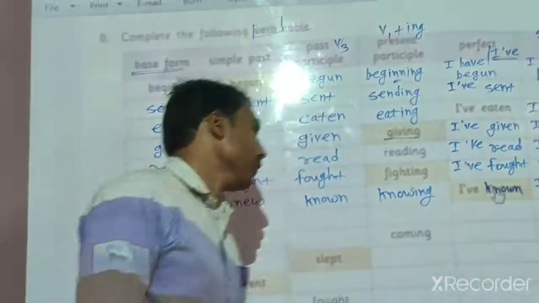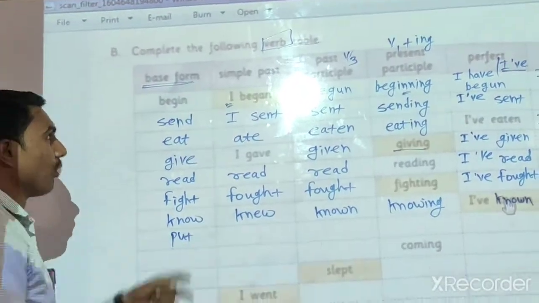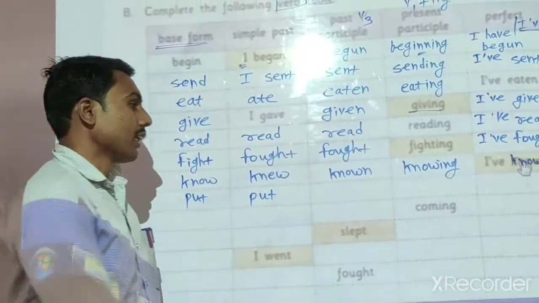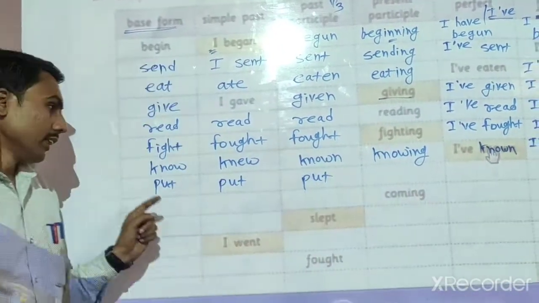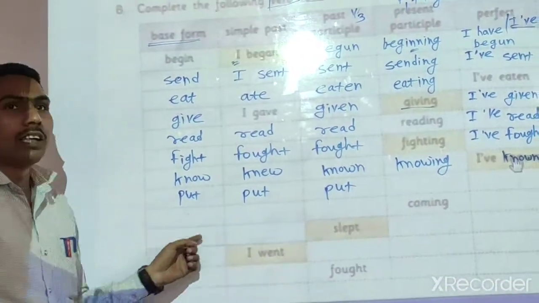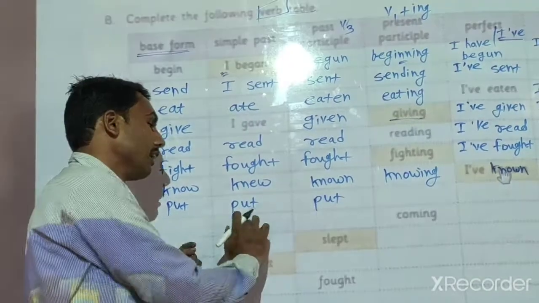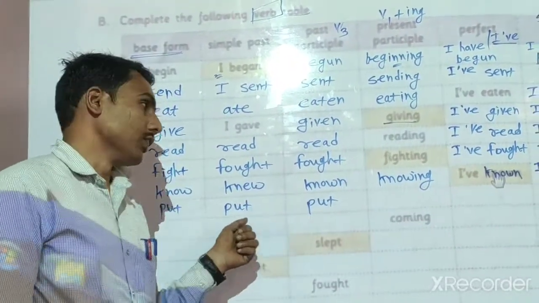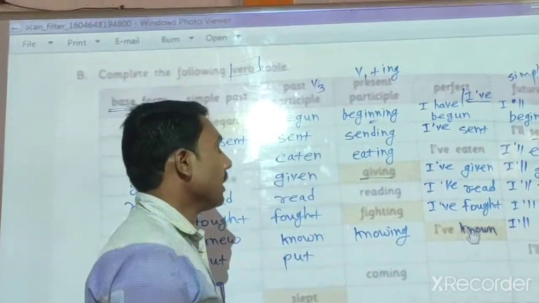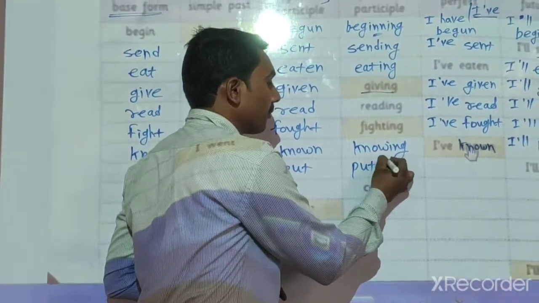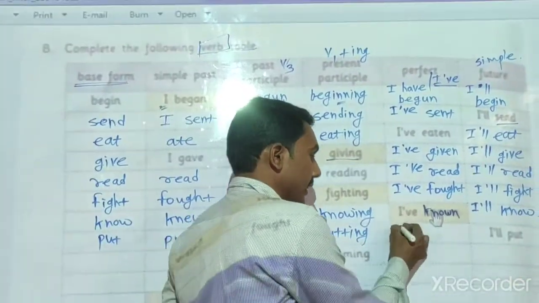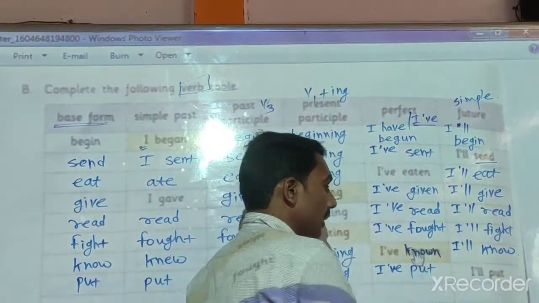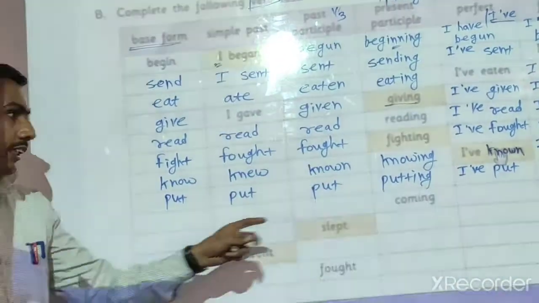Look here. I will put. The first form of the verb. Base form put. Then simple past also put. And also past participle put. Okay. Put. Like cut. The same. That means three forms of this verb are same. Put, cut, like this. Okay. Next. Present participle. Putting. Then perfect tense. I have put. I will put. Already given. Okay. Then next word coming.